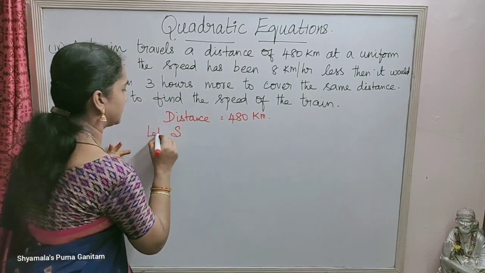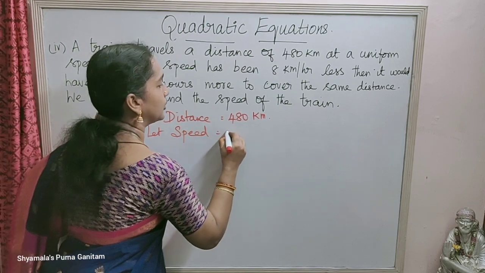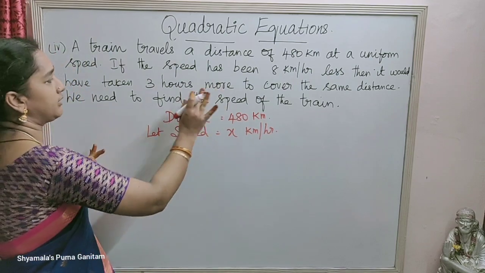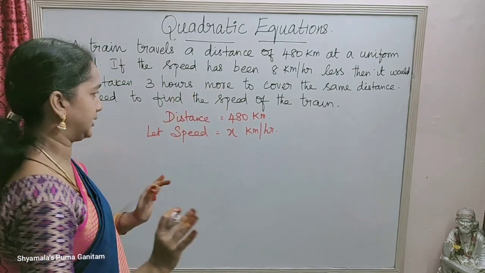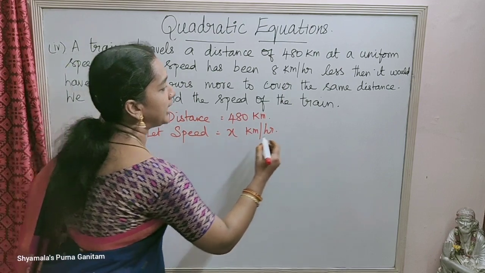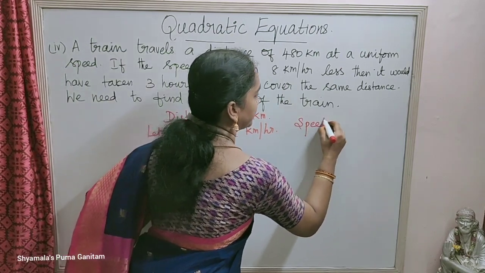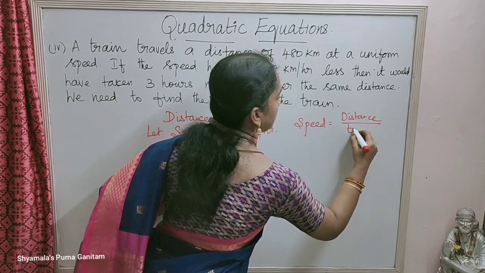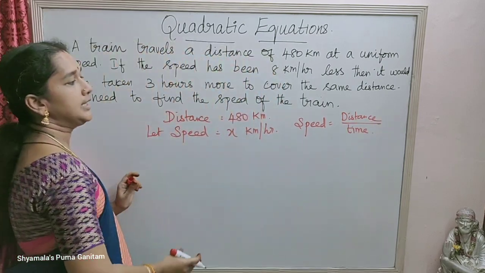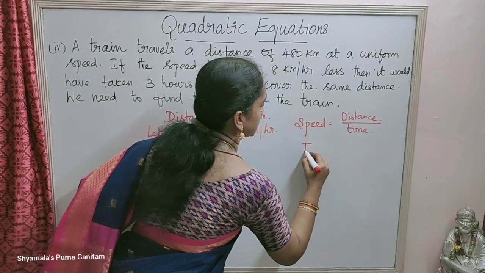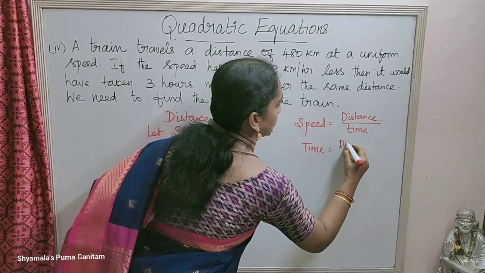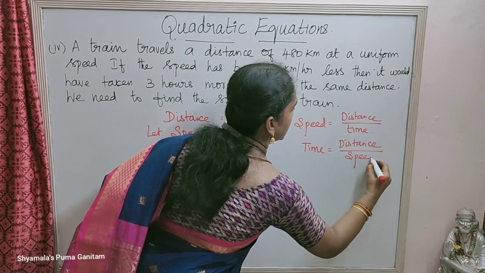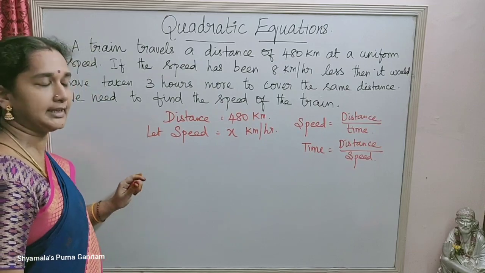Let the speed be x kilometers per hour. Whatever they are asking, we take it as x. We know that speed is equal to distance by time taken. Interchanging this, we write time is equal to distance by speed.